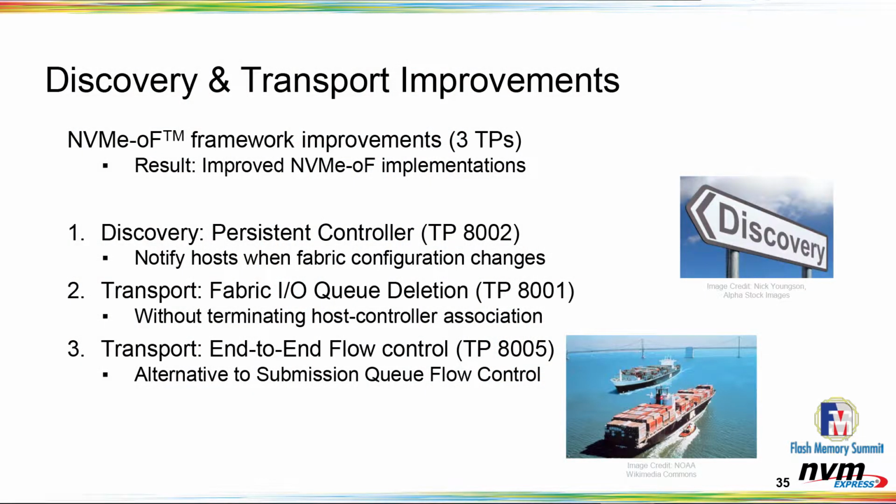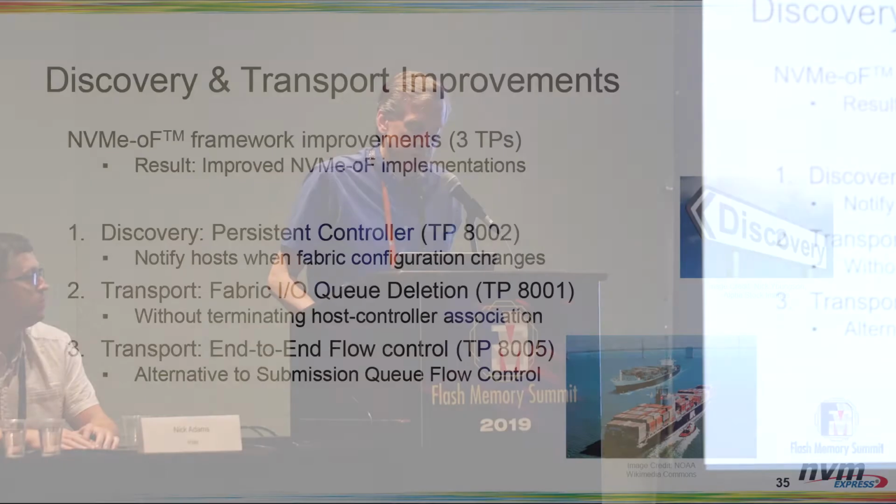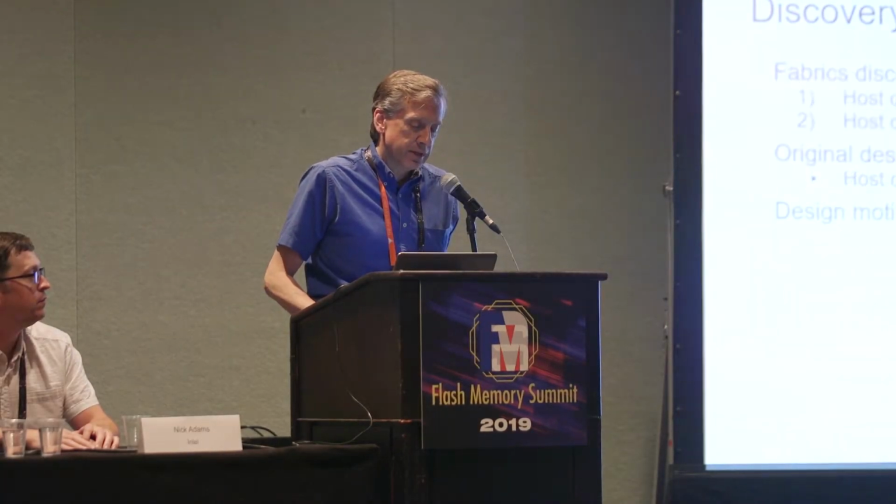So we're going to talk about three important things under the covers in NVMe Fabrics 1.1 that are going to improve NVMe-oF implementations. The first is that we have a persistent controller support for discovery to notify hosts when the Fabric configuration changes. The second is Fabric IOQ deletion that does not take down the entire host controller association. And the third is an optional way to do flow control end-to-end instead of the current situation, Fabrics 1.0, which relies on submission queue flow control. It's an alternative flow control mechanism. So let's start with discovery.